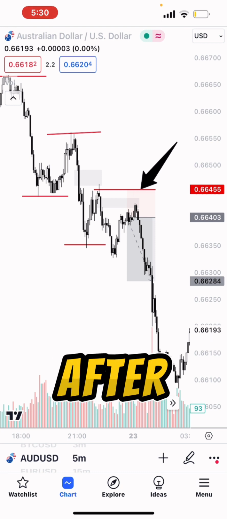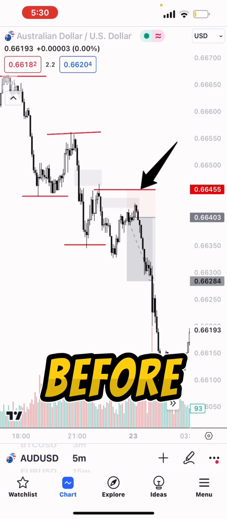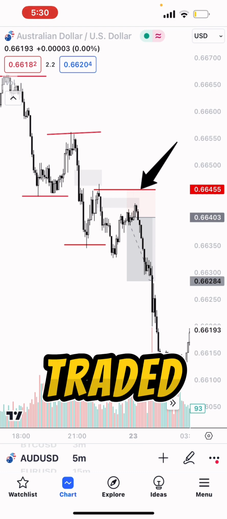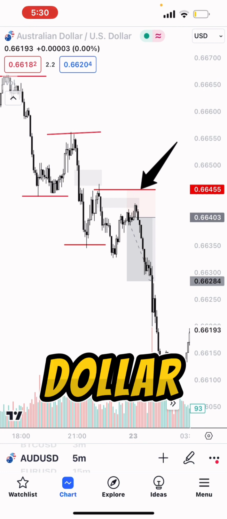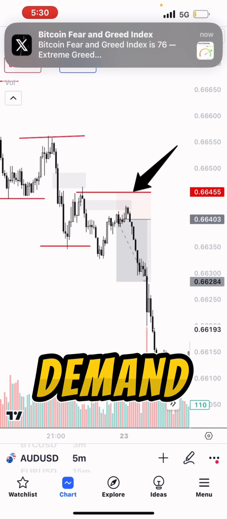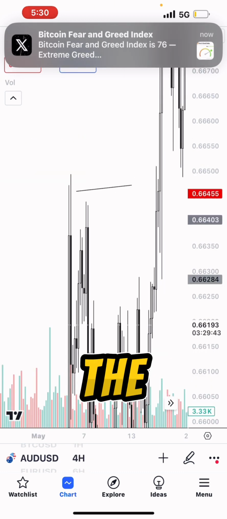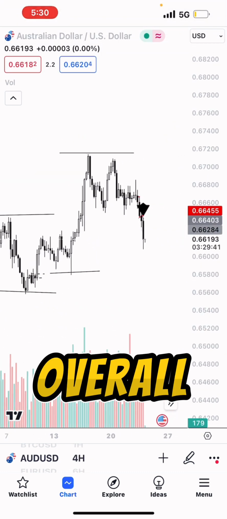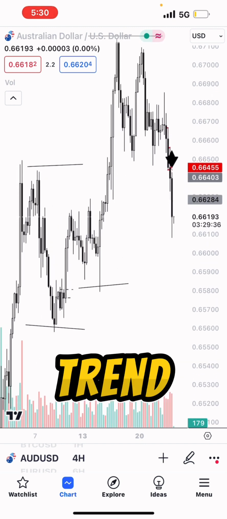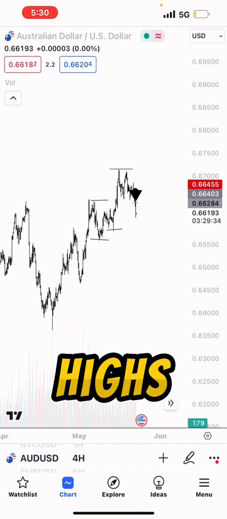And if you can't trade after the news, and if you're confident, trade before the news. The only time you should trade before the news is when you're confident. So yeah, there was US dollar news today, not Australian news. So I knew that there wasn't going to be any demand for Australian dollar, because if we zoom out on the 4 hour, we can see overall the Australian dollar is in a bullish trend, right? Because we have higher highs, higher lows.